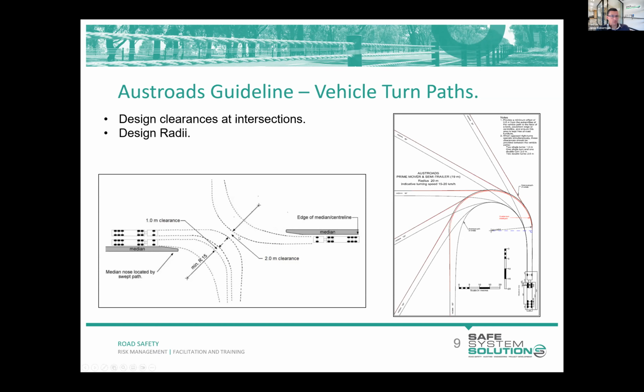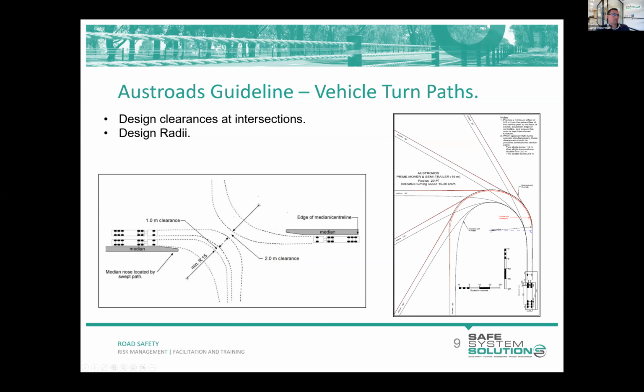There are clearance requirements between opposing vehicles, between vehicles and roadside objects like curbs and signs. Typically, that's 0.5 metre. In the case of these concurrent right turns here with a double right turn, we need a 2 metre clearance. So this is a situation where we should consult the relevant guidelines. On the right-hand side, we've got a swept path diagram for a prime mover and semi-trailer. That's a 19-metre long vehicle, which is a fairly common design vehicle.